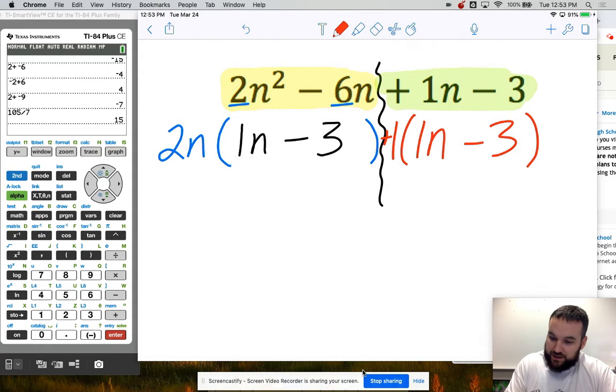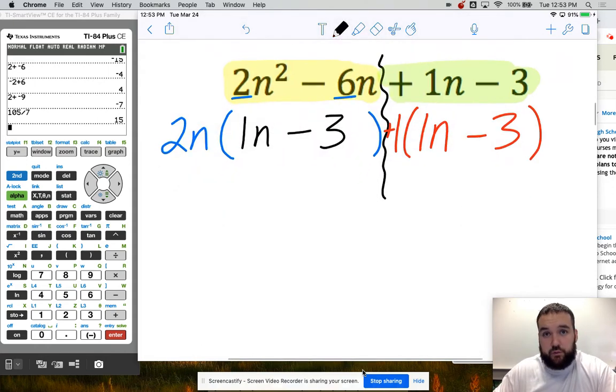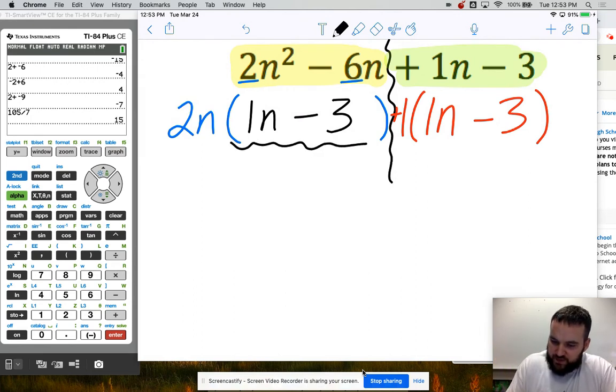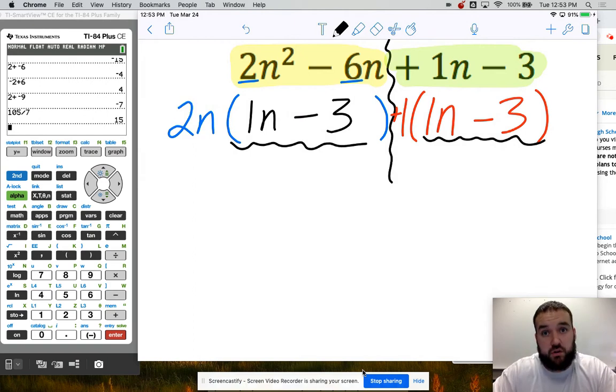Okay. Now, this idea of factoring by grouping is awesome, because if we've done it correctly, and if factoring by grouping will work, then what's in the parentheses of the two halves of our problem should match. Okay, and here we see, hey, look at that. It's 1n minus 3 on both sides.